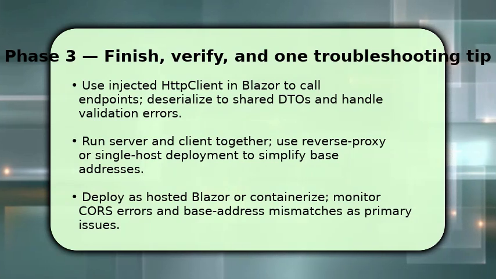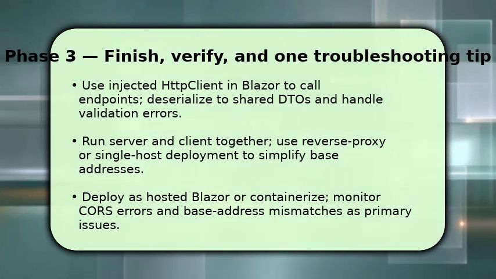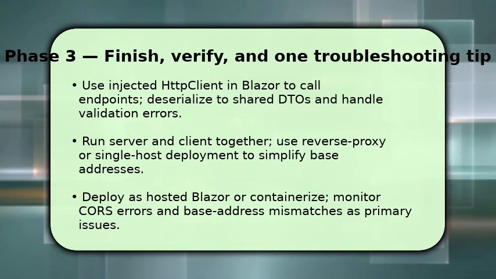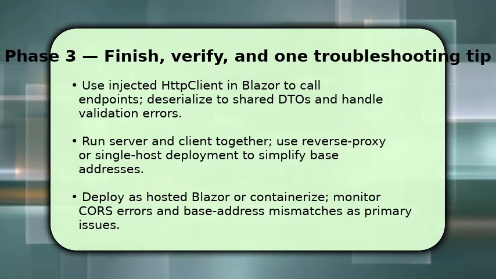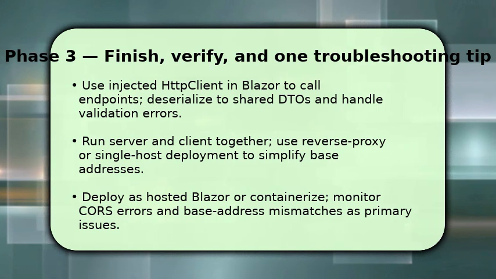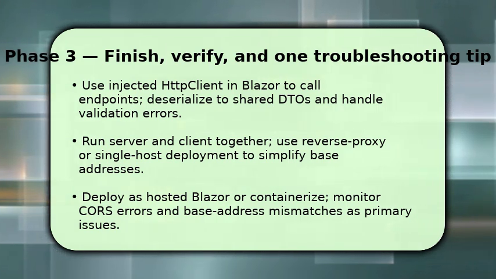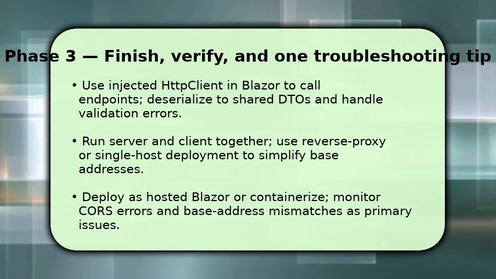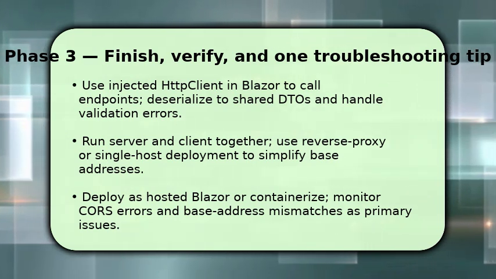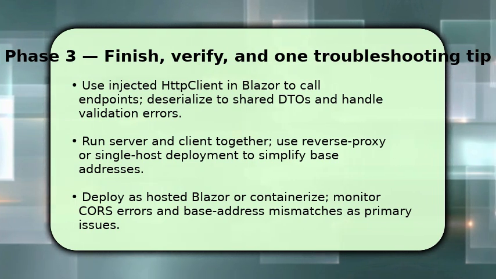API. Finally, consume the API from Blazor with the injected HTTP client, deserialize responses into the shared DTOs, and surface validation errors to users. Once the server and client run together, prefer a hosted Blazor deployment or a reverse proxy to avoid mismatched origins and simplify routing.